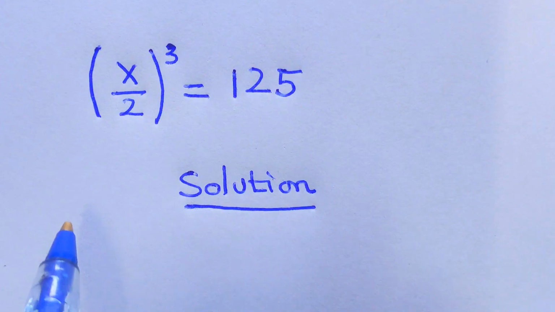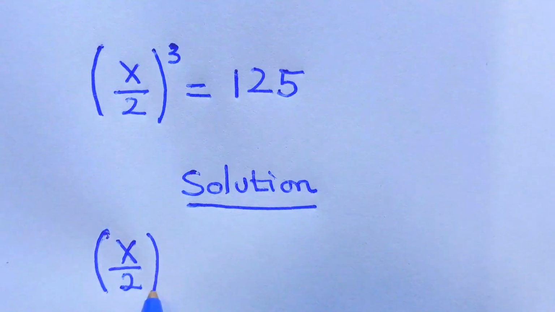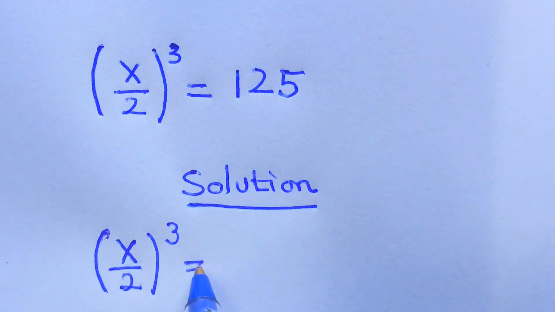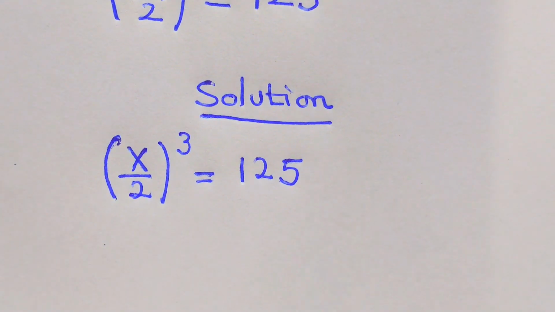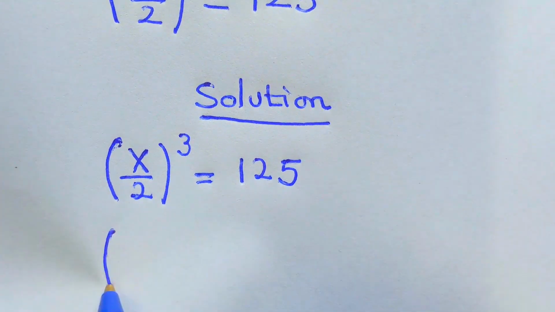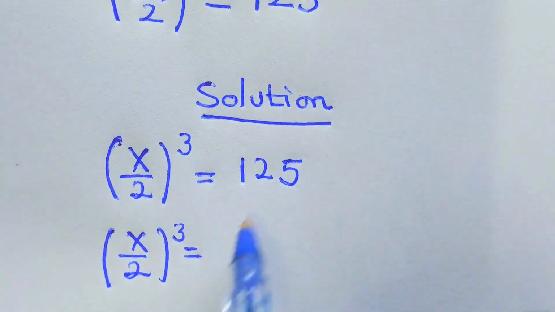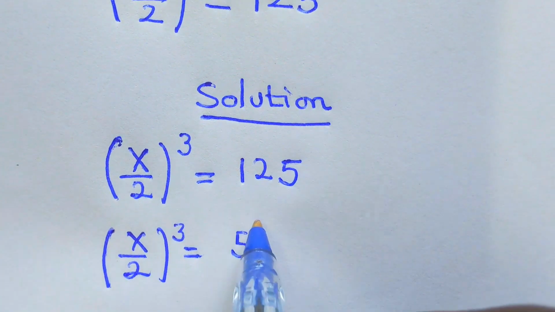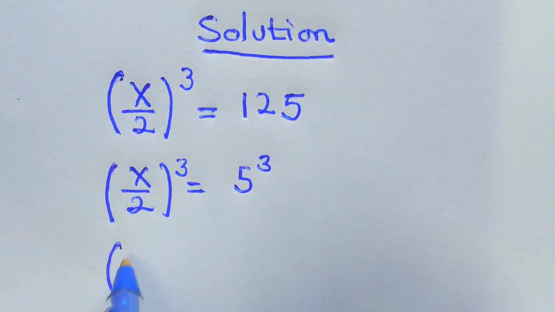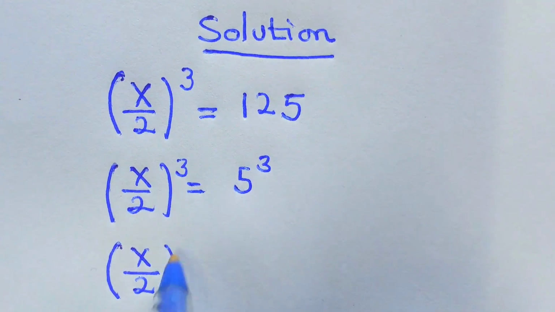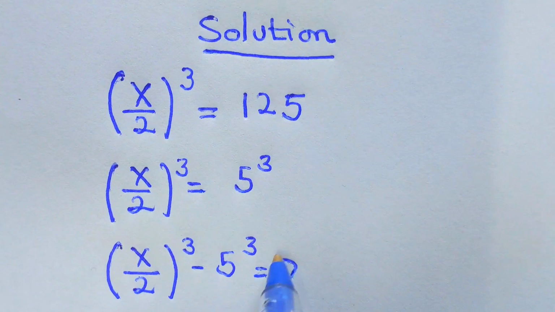Of course, the first thing here is to copy what we have. (x over 2) raised to the power of 3 equals 125. As you know, 125 is 5 power 3. Now by grouping like terms, we get (x over 2) power 3 minus 5 power 3 equals 0.